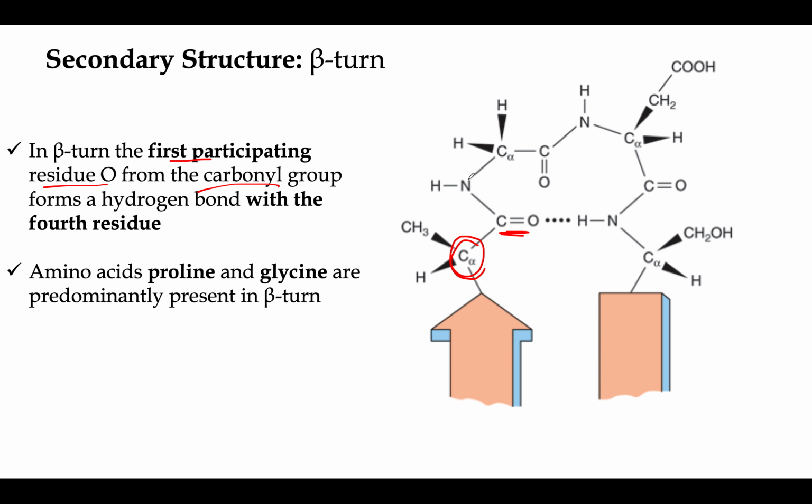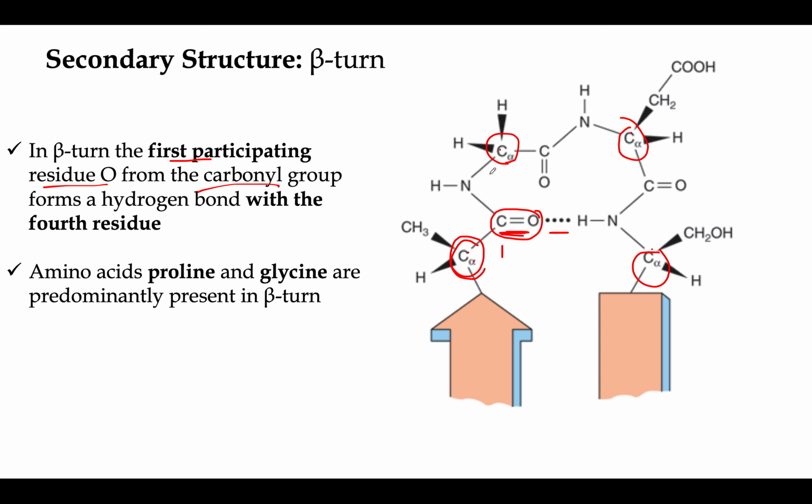And this is the amide linkage that is formed between 2 amino acids. So this is another amino acid, C alpha. This is the first residue. And this is the oxygen of the first carbonyl group here. And this will form a hydrogen bond with the 4th residue. So if I count it, 1, 2, 3, and 4. Each C alpha is 1 amino acid.